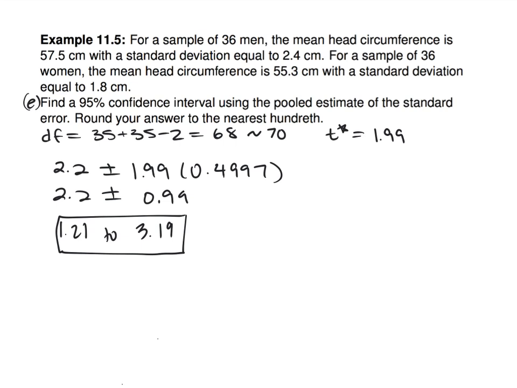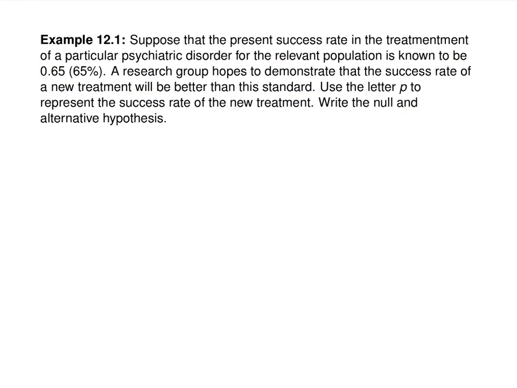And that interval is not drastically different than what we got from C. So you just have to know what the difference is between pooled standard error and, or basically what that SP, the pooled standard deviation, means.